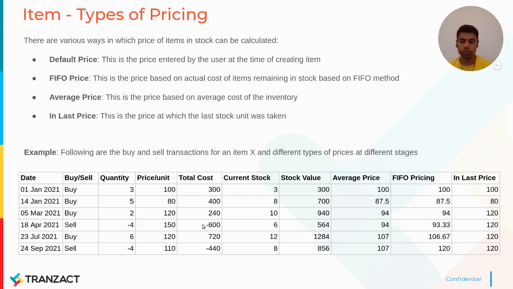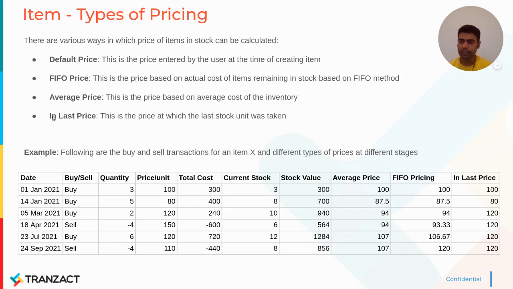And then again, you bought 6 items at 120. So over here, how it is calculated is that currently 6 items are present at 94 and you bought 6 at 120. So the average price is 107. That's how you got 107 over here.